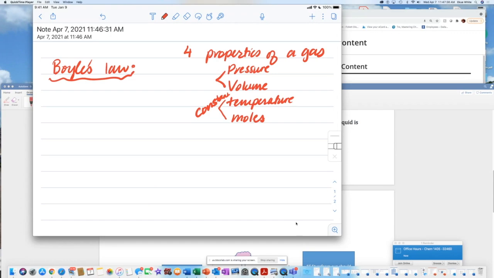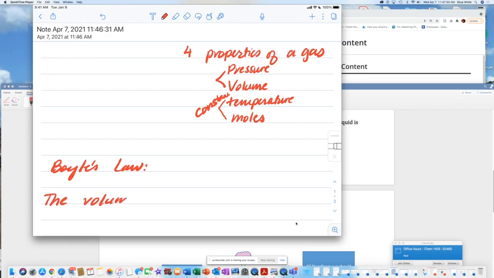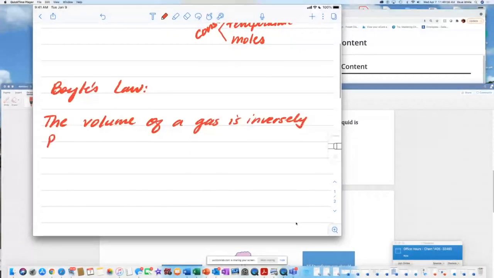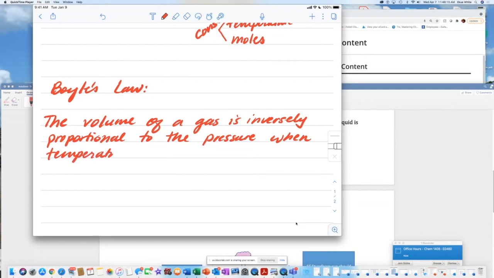So he noticed, let me write this down here. He noticed, so this is Boyle's law, the volume of a gas is inversely proportional to the pressure when temperature and moles are constant.